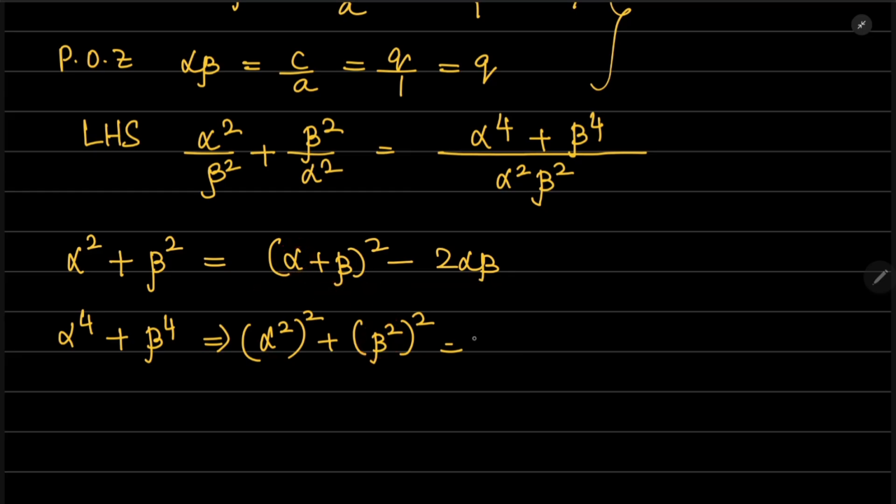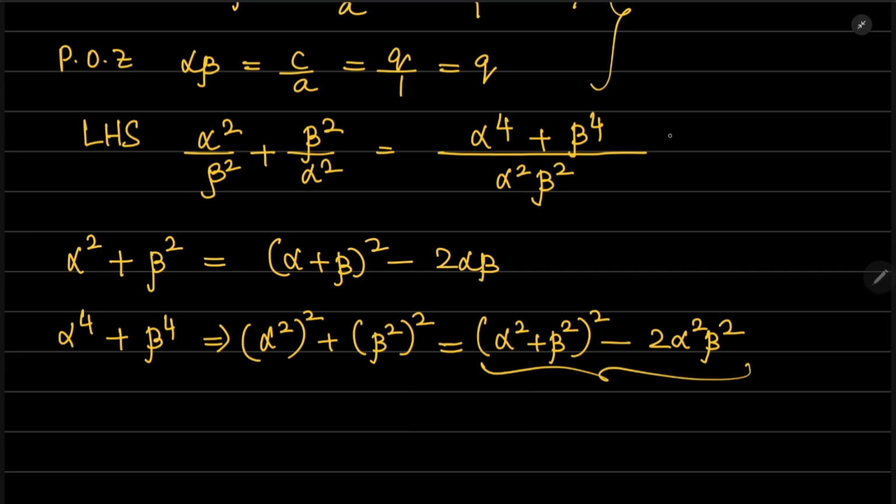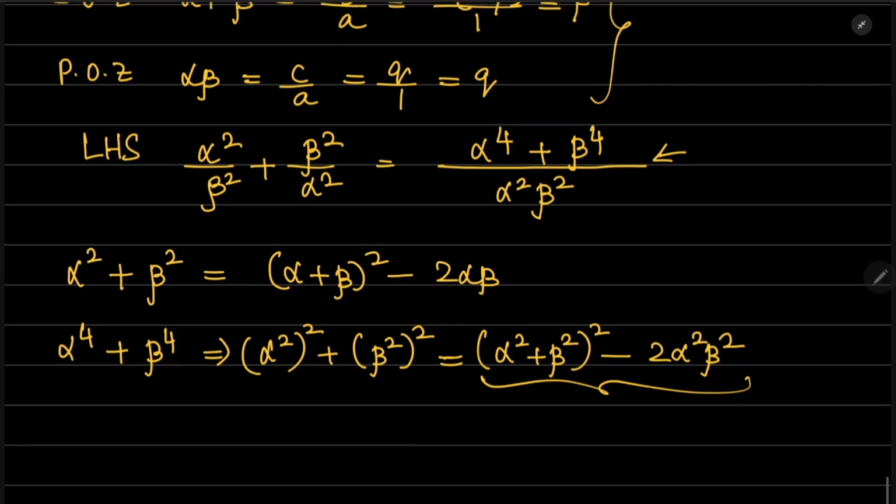So, replace alpha with alpha square, beta with beta square in this particular identity. So, it will be alpha square plus beta square the whole square minus 2 alpha square beta square. Is it correct? Now, this is the formula for alpha to the power 4 plus beta to the power 4. So, let's replace this in the above one.